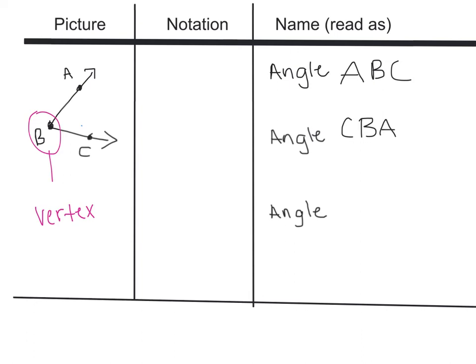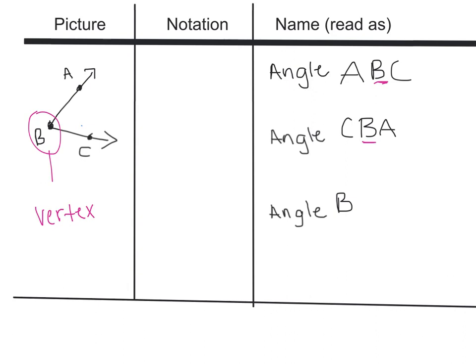Okay, now notice, what do these have in common? They've got the vertex as your middle letter, always. So let's go ahead and actually mark it in pink. So here's option 3. If there's no other angles on the picture, nothing cluttering it up, not lots of angles with vertices at B, I can go ahead and use just letter B and call this angle B. Okay, that's not always going to be an option. We'll talk about it in class.